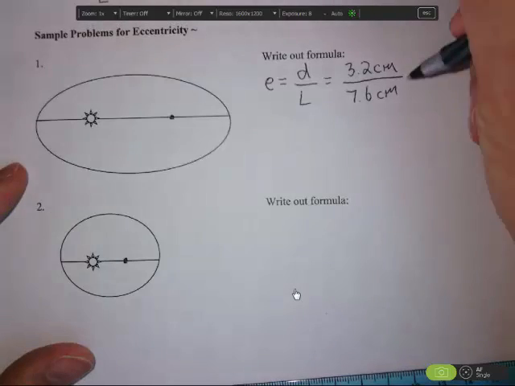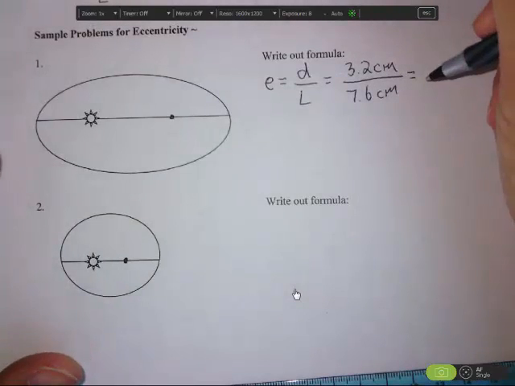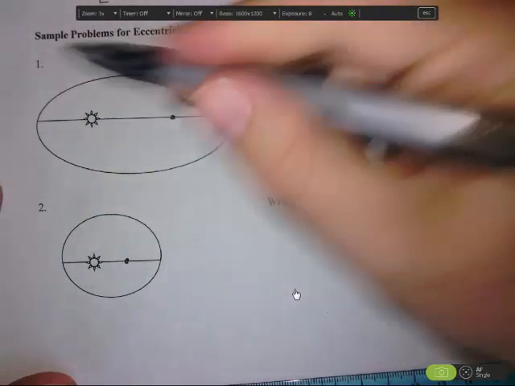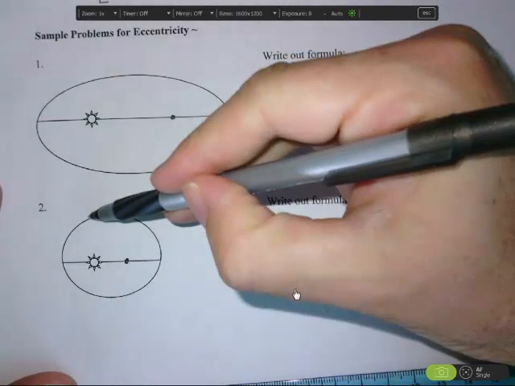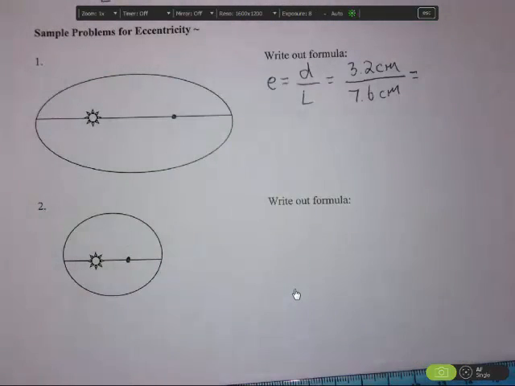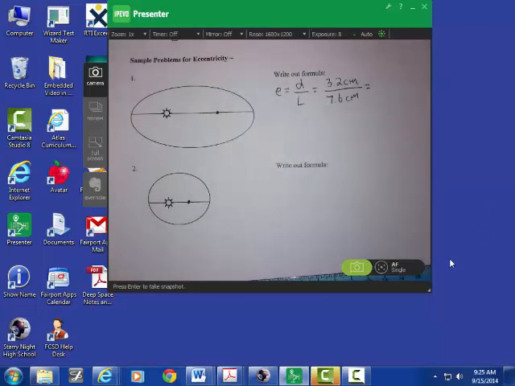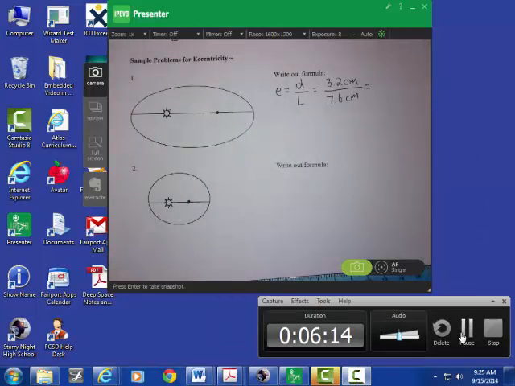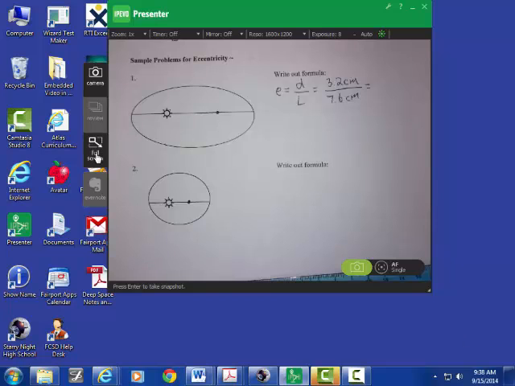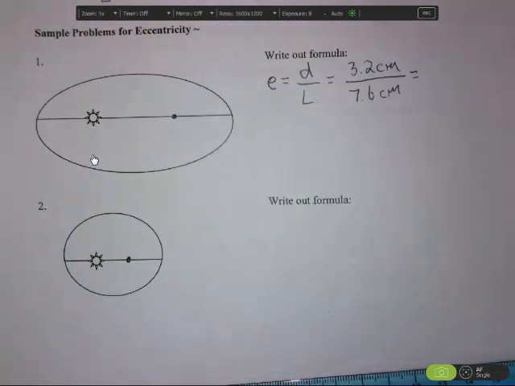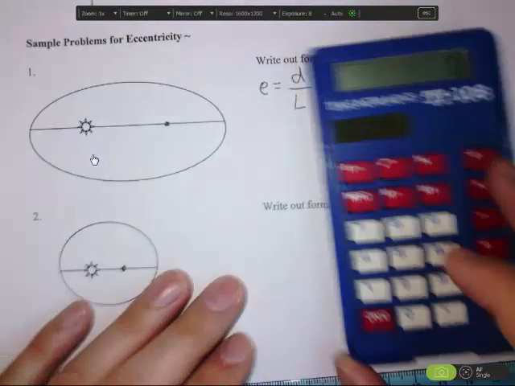Right now, calculate these. Calculate the eccentricity for ellipse 1 and 2. Do it to the nearest thousandth. Please do it to the nearest thousandth. So using these measurements, you can go ahead and make your final calculations.